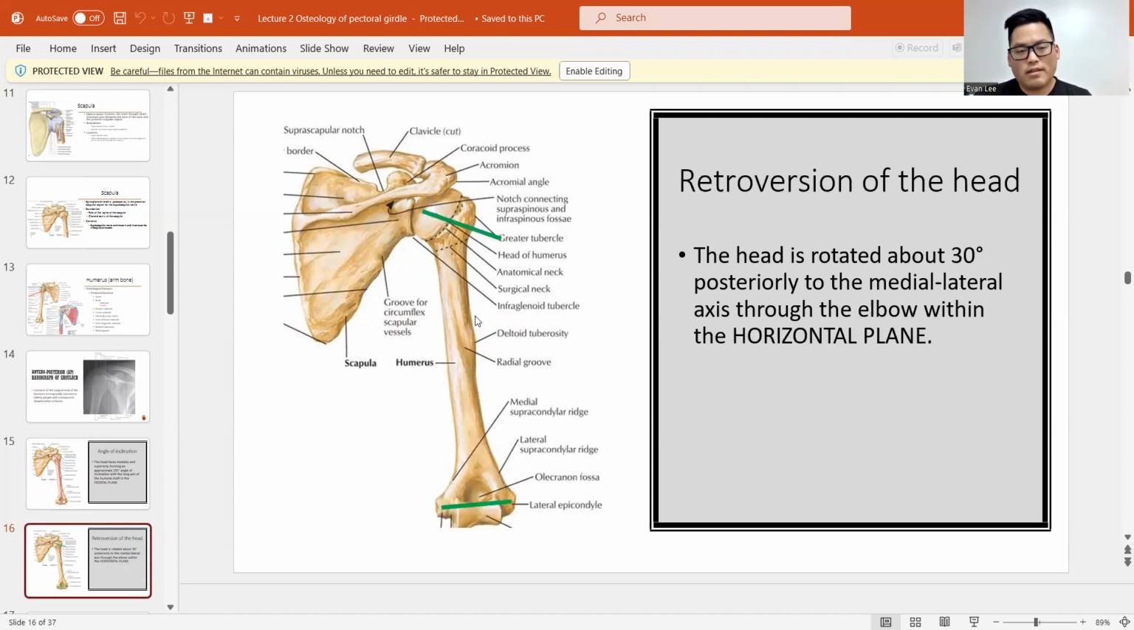And in a similar manner, to have a comfortable position, but also an anatomical position, there is an angle of what's called retroversion. In this case, the head is rotated about 30 degrees, specifically posteriorly. So when you have the medial and lateral epicondyles lined up so that the elbow is completely anteriorly projecting, this would be the correct angle of retroversion.